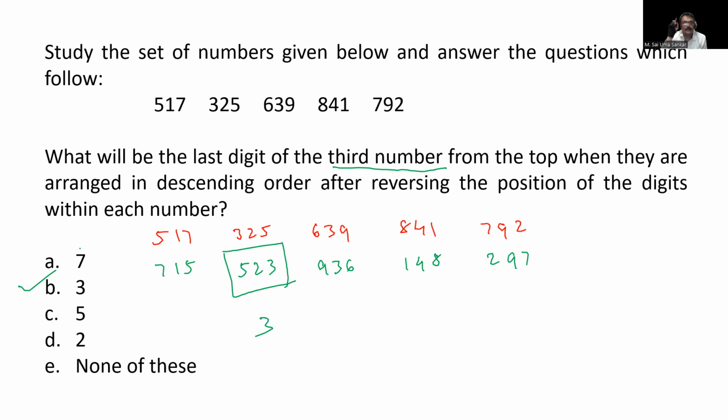Okay, now you check descending order, reversing order. That means you focus on unit digits only. If you take a reverse order, first number is this one, second number is this one, and third number is this one, right? And what do we require? What is the unit digit? Suppose if you take a reverse order of this one, this becomes 523. What is the unit digit? That is equal to 3. That is the answer. No need to take a reverse order of each and every number.